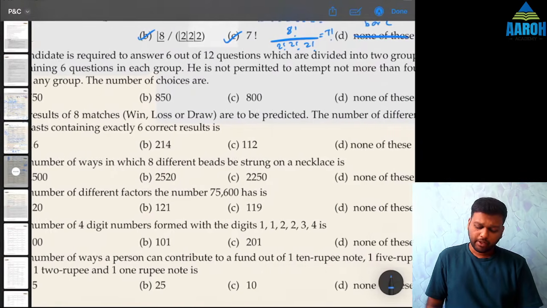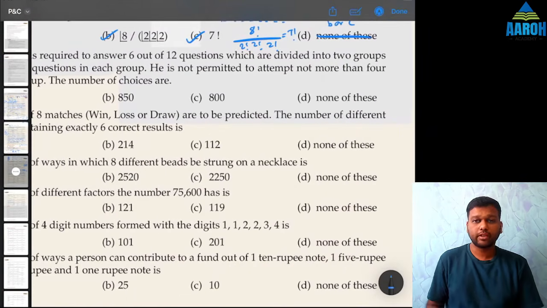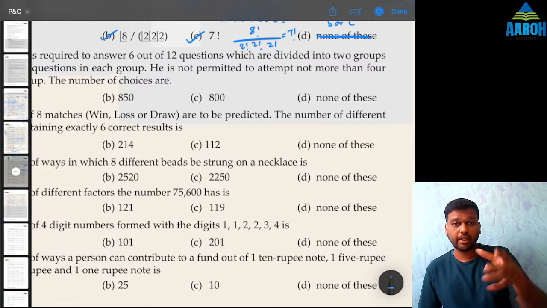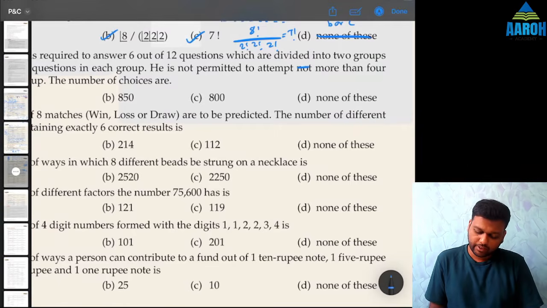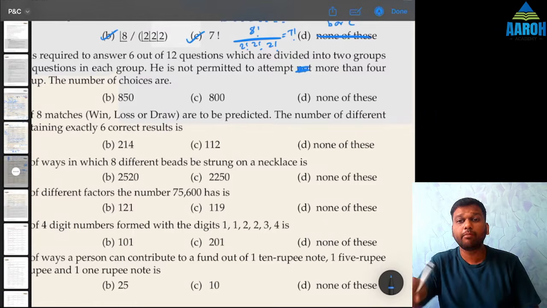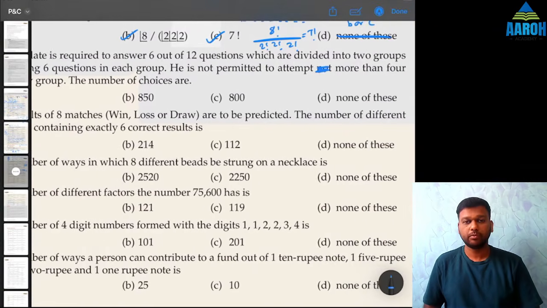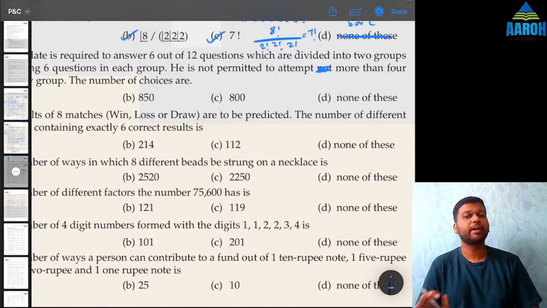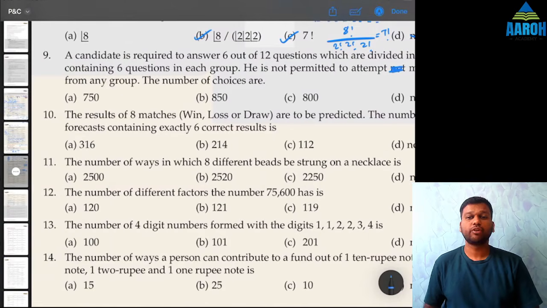He is not permitted to attempt not more than, okay, now they have made a printing mistake here. I know because I have already solved this and tallied the answer, but they meant this: he is not permitted to attempt more than 4 from any group. So that means from any group he can attempt a maximum of 4 questions. The number of choices are what?